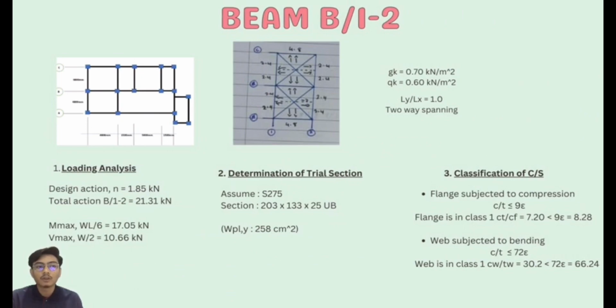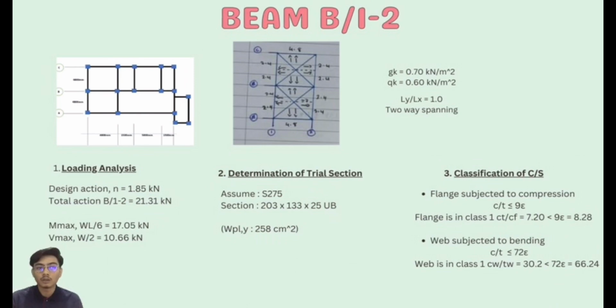Okay, for the loading analysis, for step 1 the design action is equal to 1.85 kilonewton. For the total action, B over 1 to 2 is 21.31 kilonewton, and for the Mmax the formula is WL over 8 equal to 17.05 kilonewton meter, and for the Vmax the formula is W over 2 equal to 10.66 kilonewton.